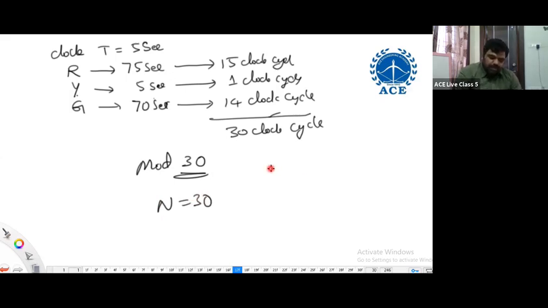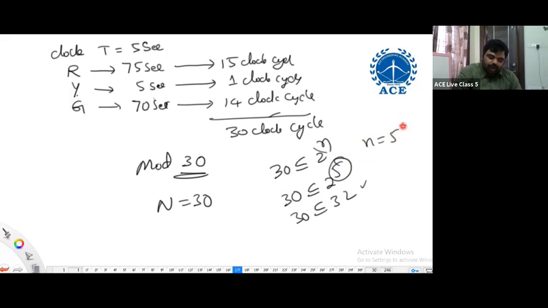30 must be less than or equal to 2 power n. What is the minimum n value? 30 is less than or equal to 2 power 5, which is 32. Yes, it is satisfied. The minimum n value is 5. Very simple question, and also a good question to confuse. Very good. That's it.